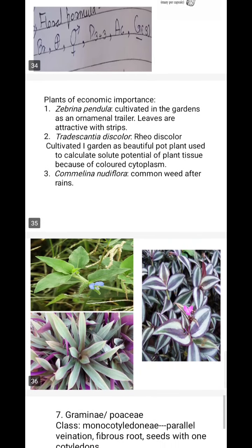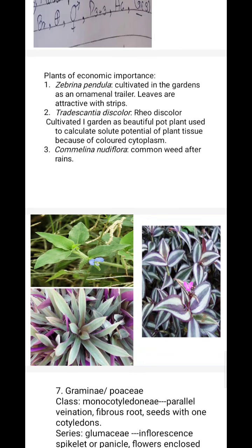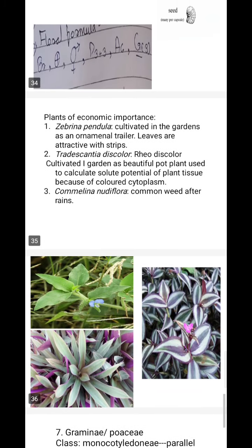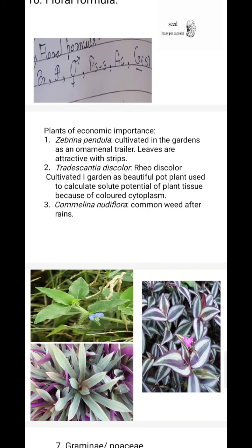Then there are some other examples of this family which are economically important, that are Zebrina pendula, that is cultivated in the gardens as an ornamental trailer. Leaves are attractive with the stripes. The picture you can see on the right side, that is the Zebrina pendula, which is in our college. There is a lot of creativity developed from this Zebrina pendula.